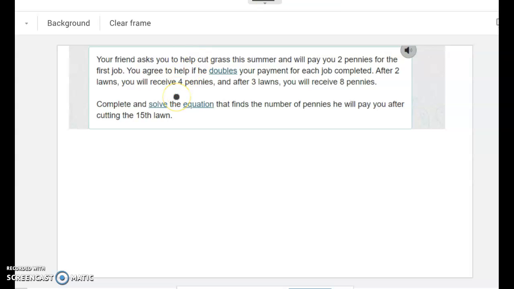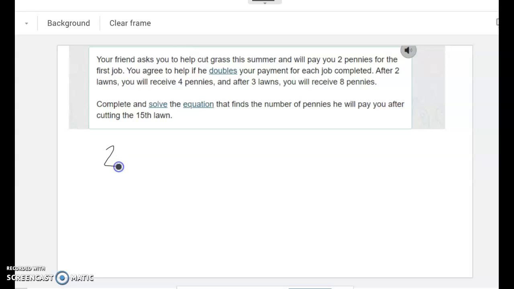All right. So this is our last and final problem. This type of problem is a word problem. And so in this type of problem, you're actually going to have to create an expression using exponents in order to figure out what the answer is. Your friend asked you to help cut grass this summer and will pay you 2 pennies for the first job. You agree to help if he doubles your payment for each job completed. After 2 lawns, you will receive 4 pennies. After 3 lawns, you will receive 8 pennies. Complete and solve the equation that finds the number of pennies he will pay you after cutting the 15th lawn.